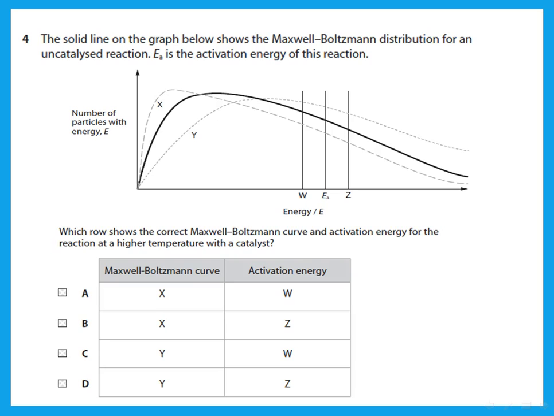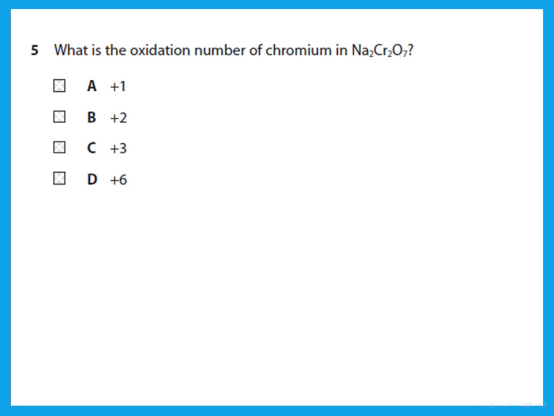So when I have a catalyst, what happens to the activation energy? You should remember that the activation energy moves back towards the left. So W would be your activation energy when we use a catalyst. So the answer is C.